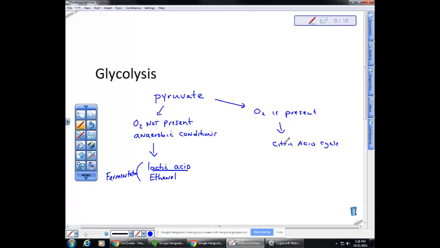And the citric acid cycle is aerobic. So that means that it requires oxygen. It is going to completely break down the organic molecules, so that the end product is going to be only carbon dioxide, water, and energy. And so this is the end product of cellular respiration.